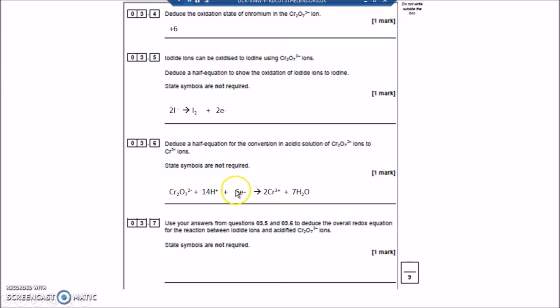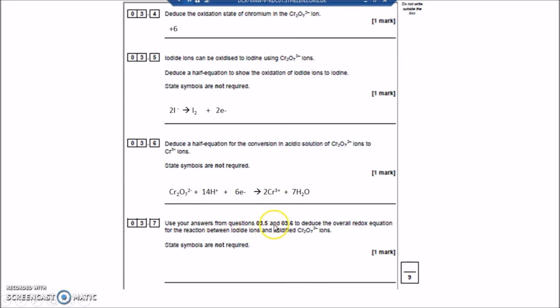So I've put H pluses in, made Cr3+, and I've made some waters. Now let's have a look at balancing it. 2 Crs, so 2 Crs there, 7 Os, so 7 waters. That creates 14 H's, so I need 14 H pluses. What have I got? 2 minus and 14 plus, so that gives me 12 plus on this side. I've got 6 plus on that side, so I need 6 electrons on the left hand side. Now I've got 6 pluses on each side.